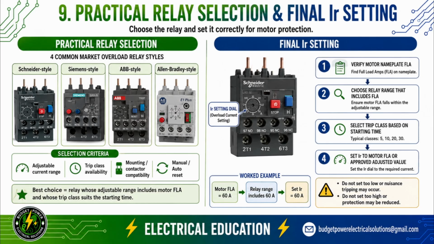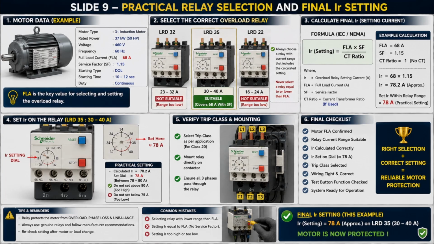For example, if the motor FLA is 60 amps, the selected overload relay must include 60 amps within its adjustable range. The brand may be Schneider, Siemens, ABB, Allen Bradley, or another suitable manufacturer. The important points are the current range, trip class, mounting compatibility, reset method, and manufacturer recommendations. And remember, setting too low can cause nuisance trips, while setting too high can reduce motor protection.